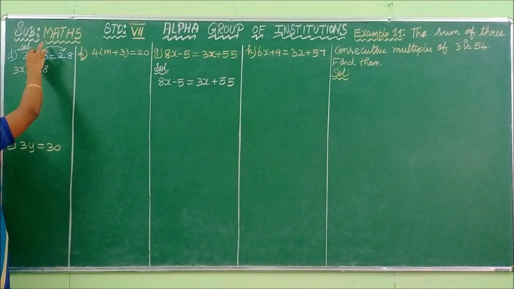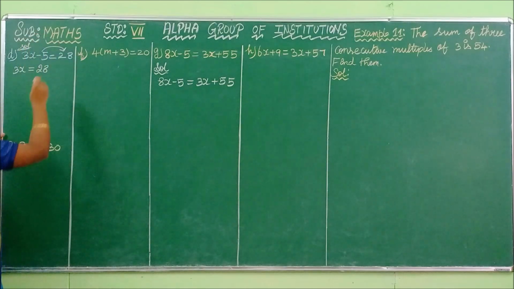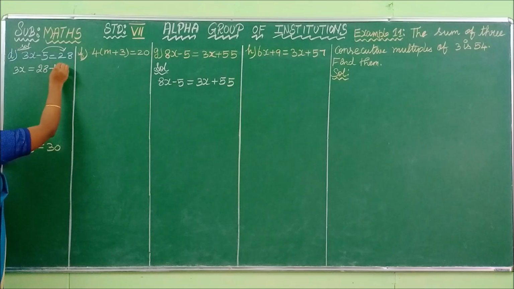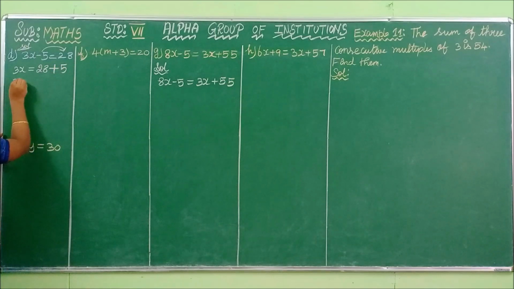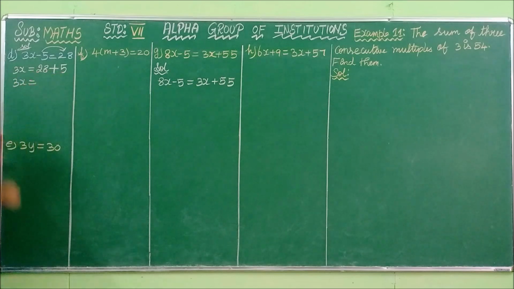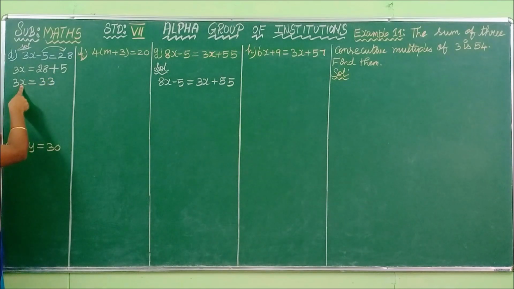While you are bringing minus 5 from LHS to RHS, its sign should be reversed. So it became plus 5. Do you understand, children? Plus 5. So 3x equals 28 plus 5. What is your answer? 33. So 33. We have to find the value of x.